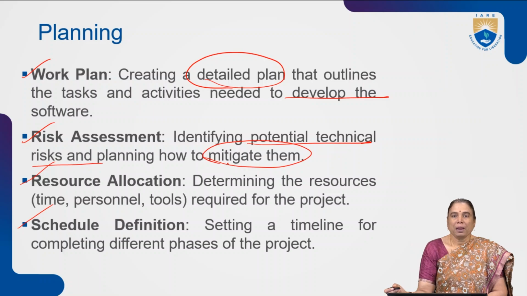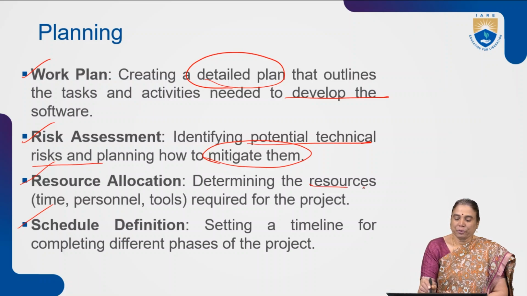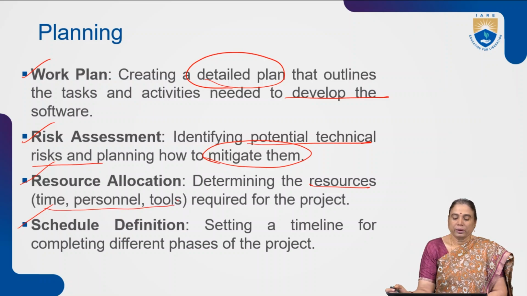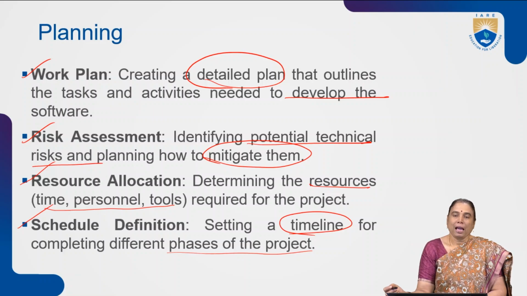The RMM plan is developed in the risk assessment. The resource allocation determines the resources in terms of time, personnel, tools required for the project. The schedule definition is setting a timeline for completing different phases of the project so that the project scheduling activity is smoothly carried out with this planning activity.